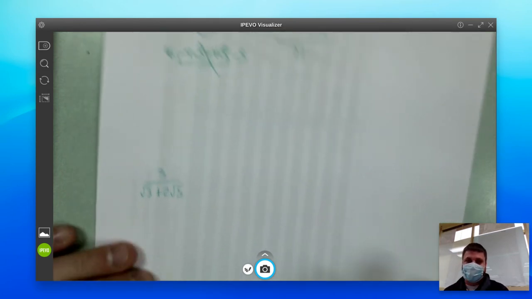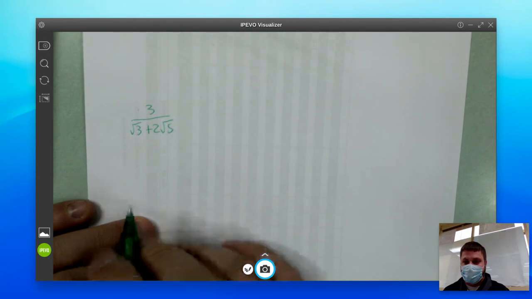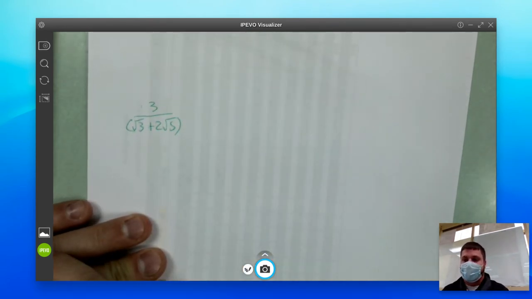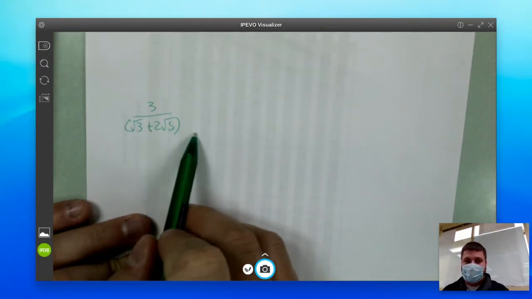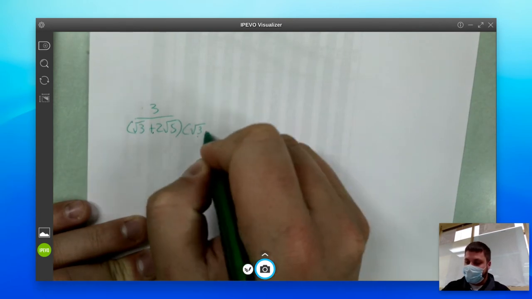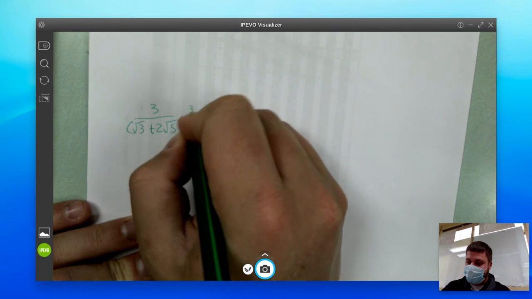Now, again, don't be scared if there's more than one radical down here. This is a binomial. In order to rationalize this denominator, you'll need to use the conjugate. So again, if that was a minus, we would switch it to plus. This is currently a plus. So I'm going to multiply by radical 3 minus 2 radical 5 on top and bottom.